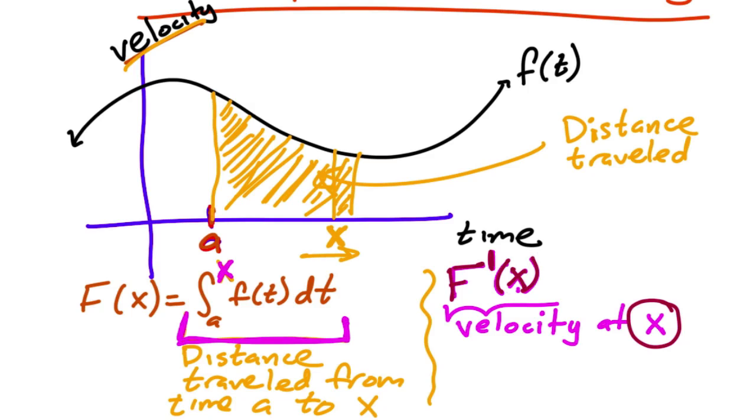But the velocity at x, if x is right here, the velocity is right there. It's just that single point, little f of x. So capital F prime of x, the derivative of this, is equal to little f at that point x. So it's so simple that it's mind-boggling. So go ahead and rewind and hear that again. This is really important. And then we'll do some examples.